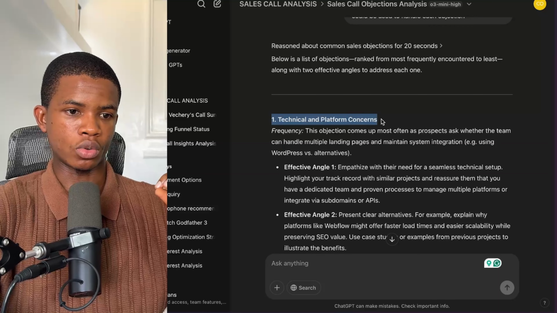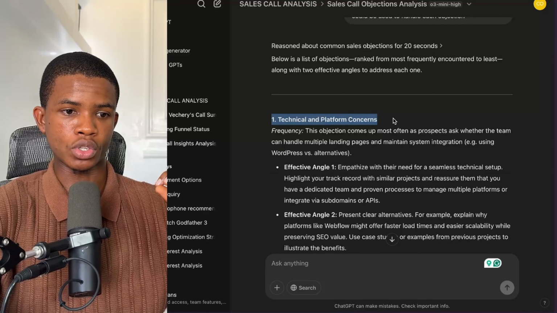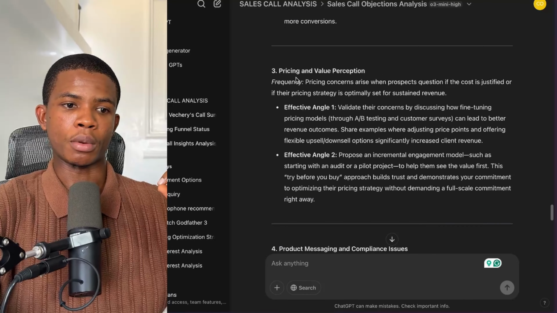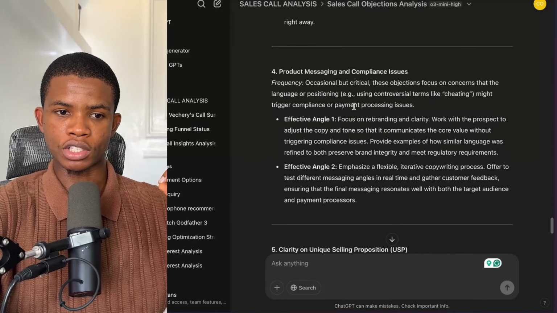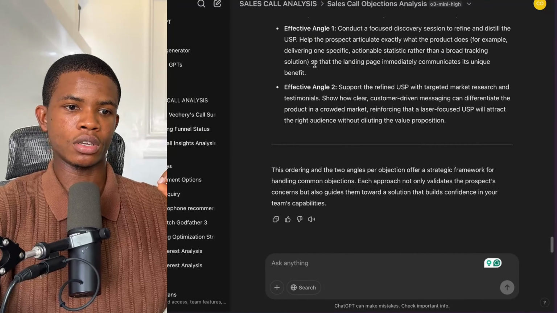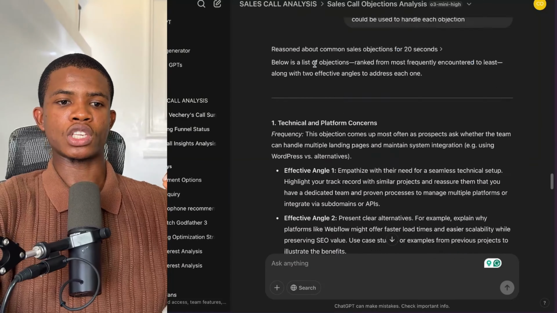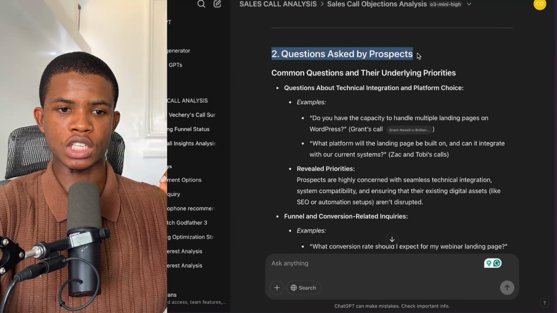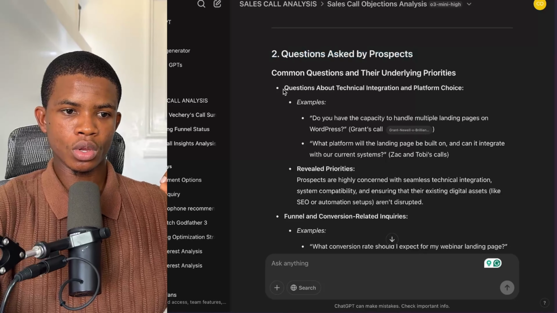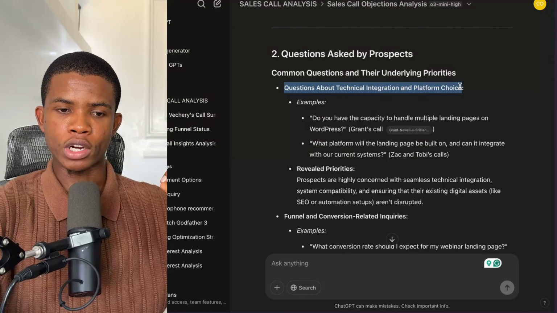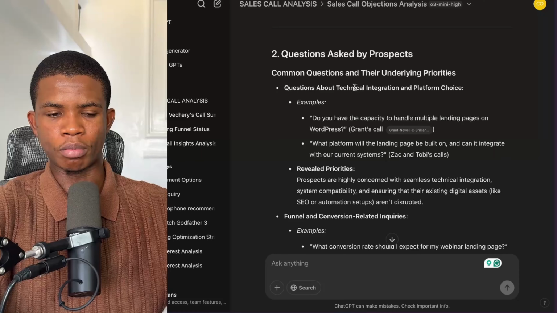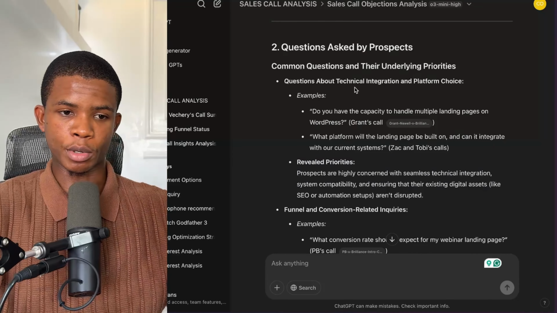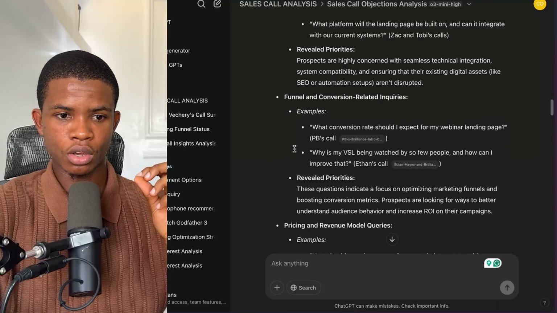So you can see mine here. You can see number 1 is technical and platform concerns. You can see number 2, funnel performance and conversion challenges. Number 3, pricing. Number 4, product messaging. Number 5, clarity, and so on and so forth. So this is what you need to get. And then the other thing is for the questions aspect, it's going to show you some more questions that these prospects have. A lot of them are going to be similar to the list, a lot of them are going to be in the list already. So you can see conversion.